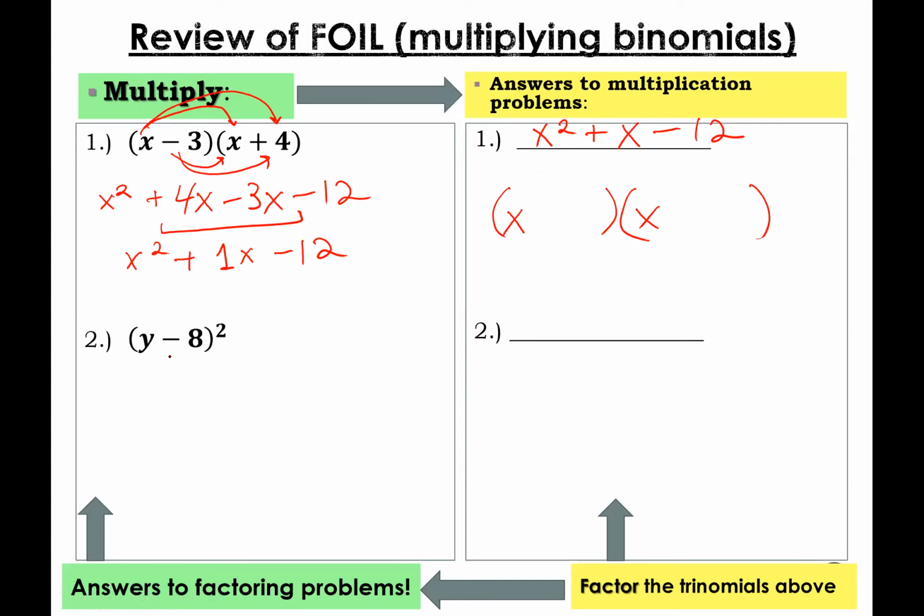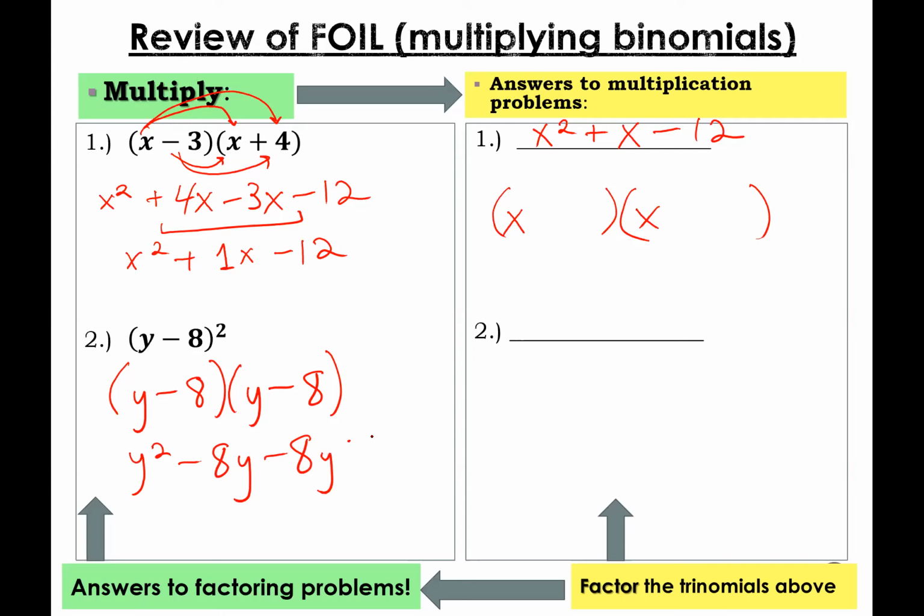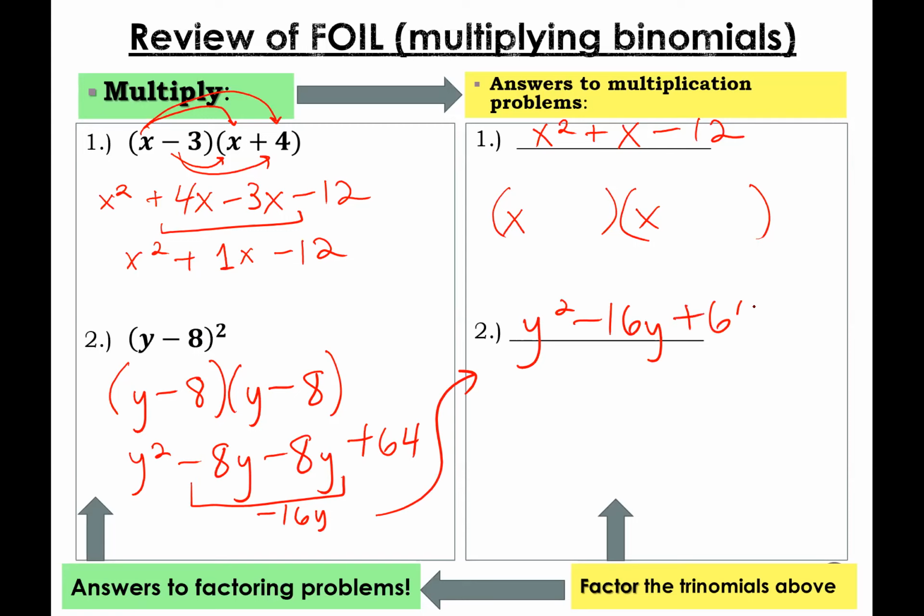All right, number 2, y minus 8 squared. We did learn a formula for squaring a binomial. What I'm going to do though, rather than using the formula, is write it twice and then FOIL. This is something we've done before. So distribute: y squared minus 8y minus another 8y, and then negative 8 times negative 8 is positive 64. In this problem, when I combine the middle terms, negative 8y and negative 8y equals negative 16y. So my answer becomes y squared minus 16y plus 64.